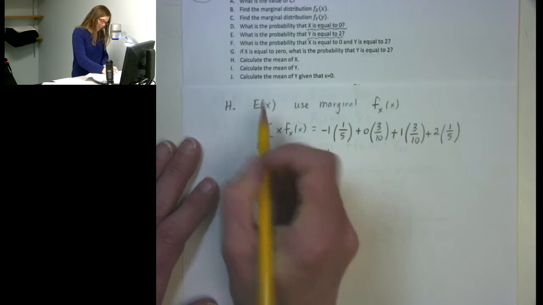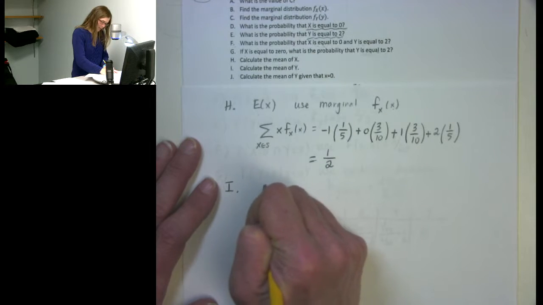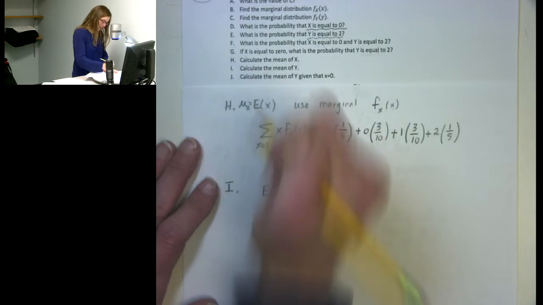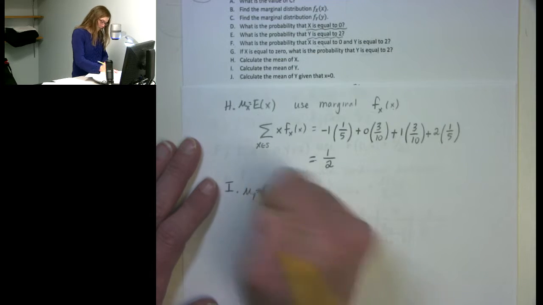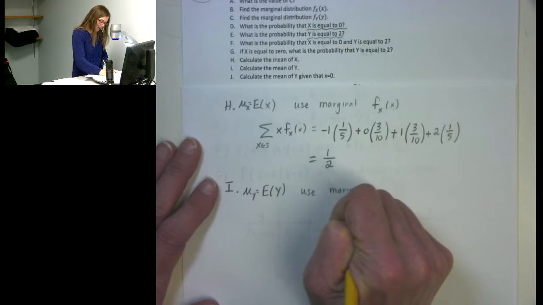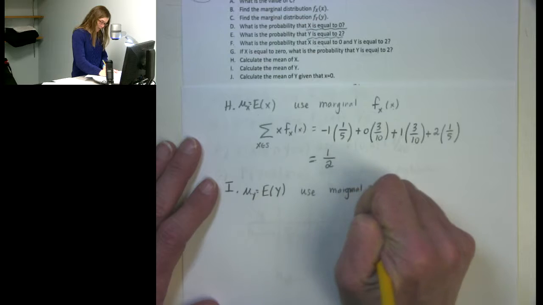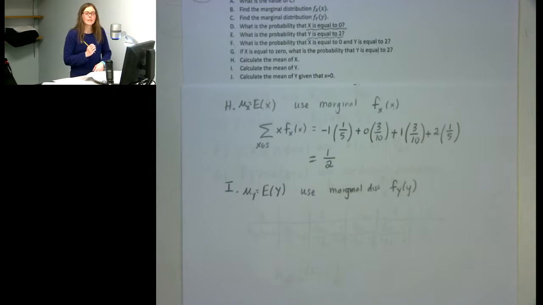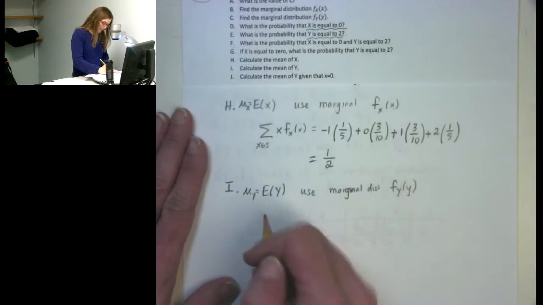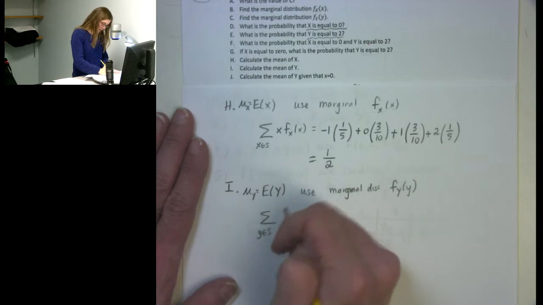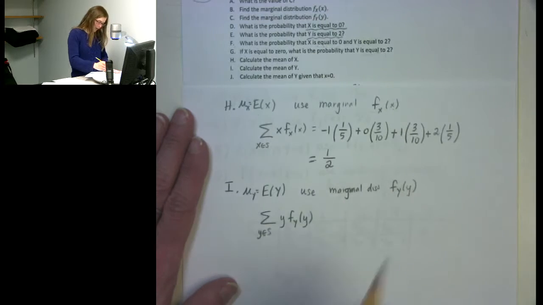Now when I want to find the expected value of y, the mean of y, again I could notate this like the mean of x. Here I'm going to find the mean of y. I'm going to use the marginal distribution of y. This is the easiest way to do it. So I'm going to sum over all the y's in the support, y times the marginal probability that y takes on that value, little y.